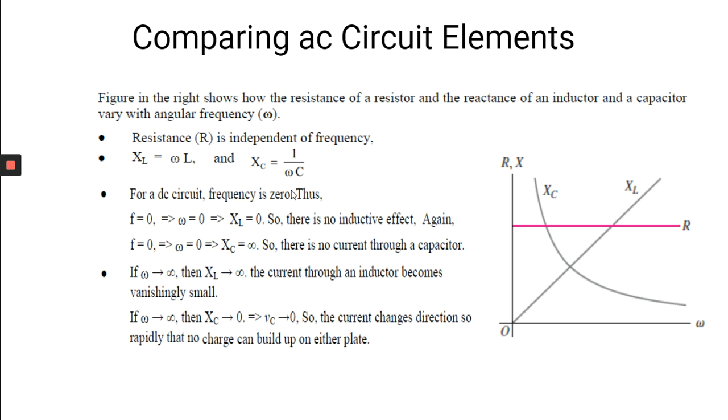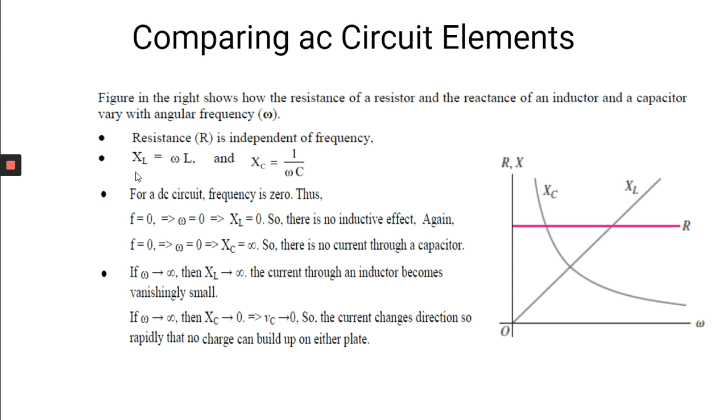For a DC circuit, direct current, there is no frequency, so omega is 0. When omega is 0, XL is 0, so there is no inductive effect. And what is XC when omega is 0? It is infinite. So there is no current through a capacitor, as you know a capacitor doesn't carry DC current. So generally these circuit elements are used in AC circuits. Now let us see how these reactances vary with omega.